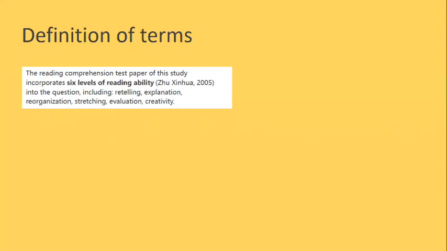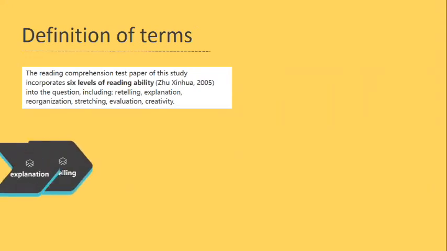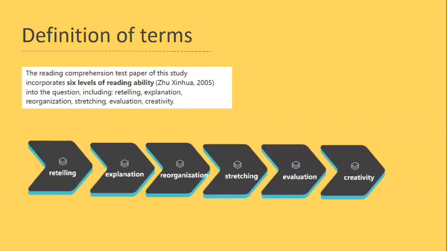So here is about the reading skills and questioning skills. There are 6 levels of reading abilities, including retelling, explanation, recognition, extension, evaluation, and creativity. Those 6 abilities are the key for me to teach them in my lesson.